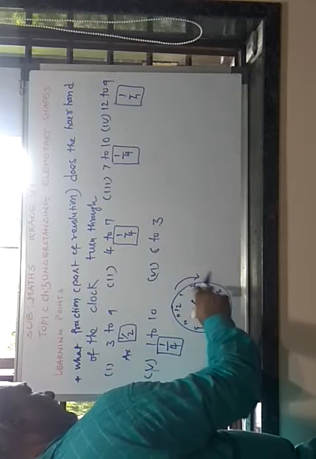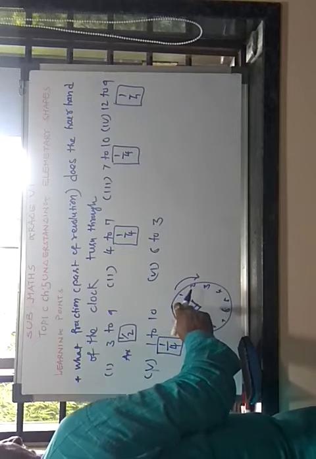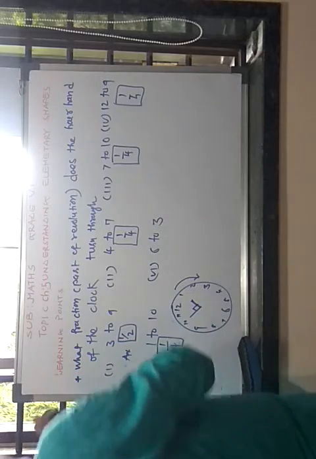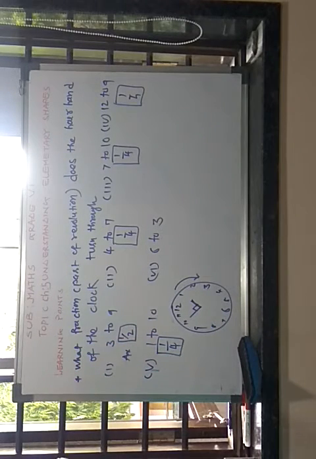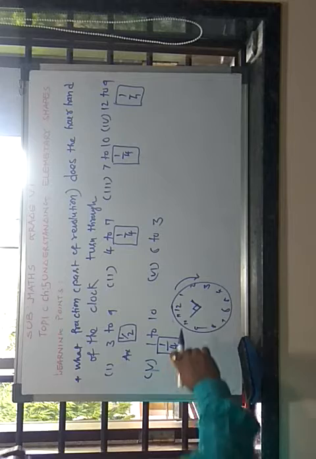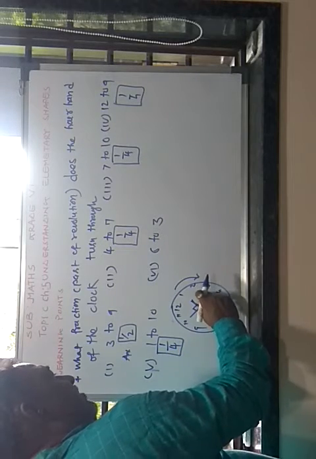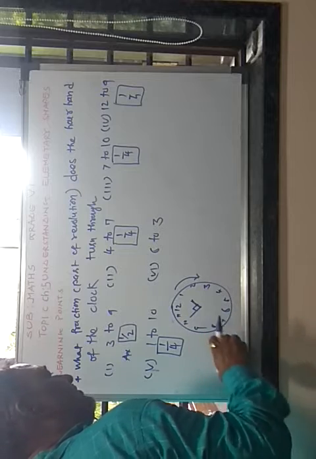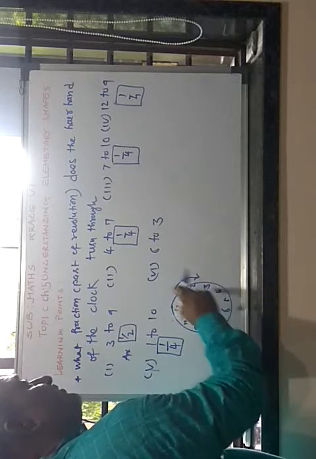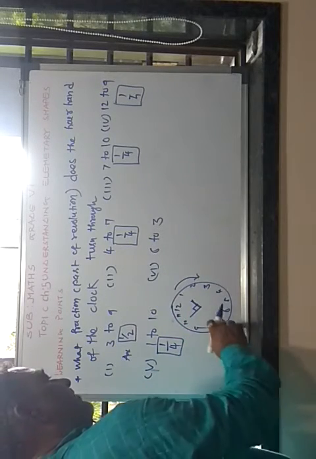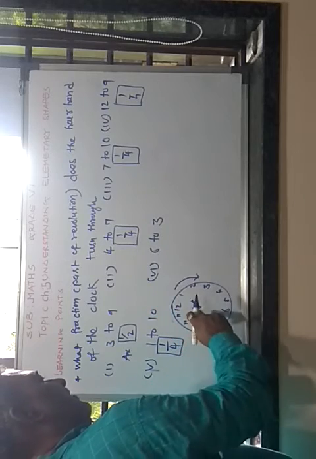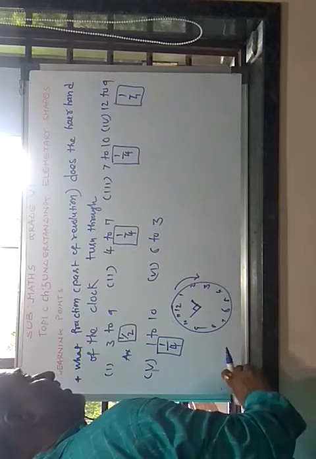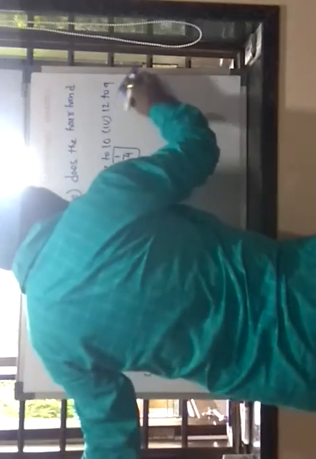Sorry, here is some mistake. You see, 3 to 9 clockwise, 3 to 9 is half. Okay. Then 4 to 7, it is also right. 7 to 10, it is also right. 12 to 9, that is wrong. Here something is wrong.